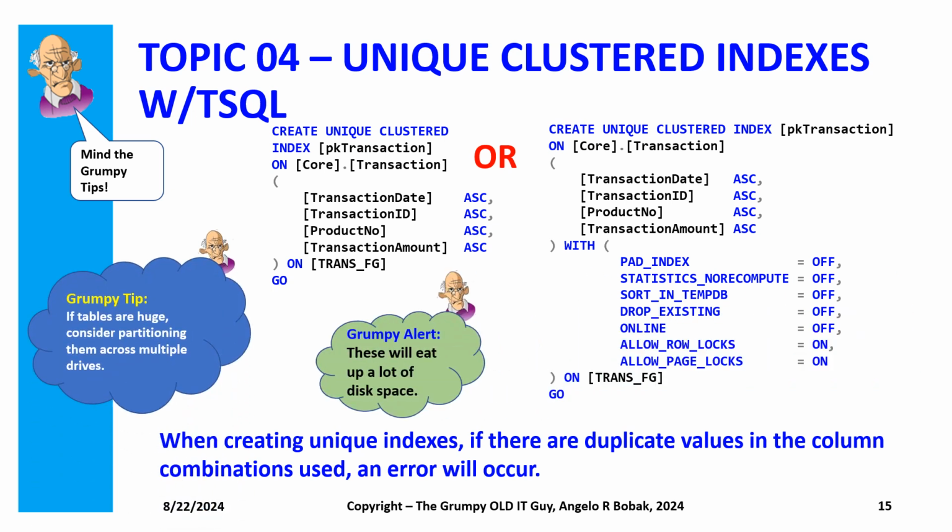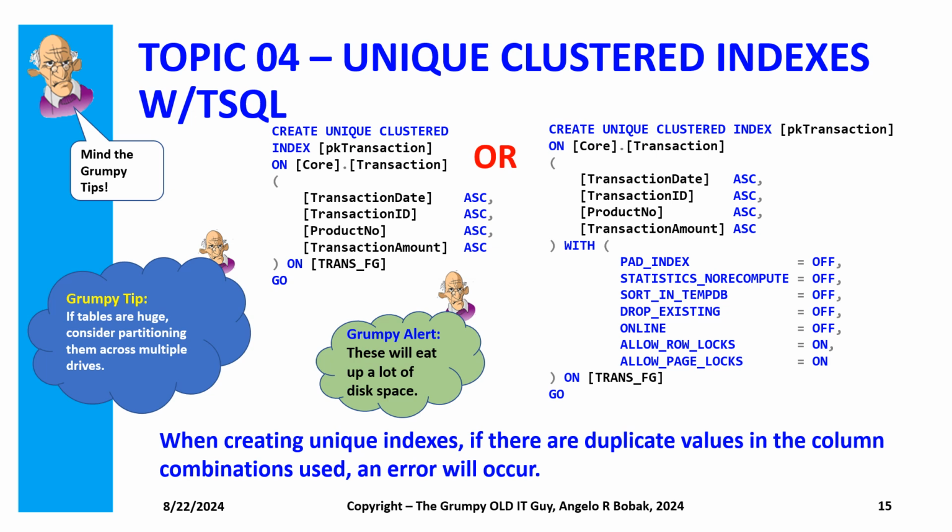Creating unique clustered indexes is the same as the prior case, except that we include the unique clustered keyword in the create index statement. This T-SQL command creates a unique clustered index named pktransaction on the core.transaction table with the following columns in ascending order: transaction date, transaction ID, product number, transaction amount. Explanation of each part of the command. Create unique clustered index pktransaction. This statement creates a unique clustered index named pktransaction.